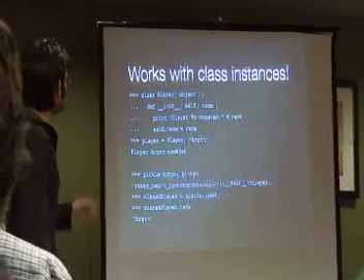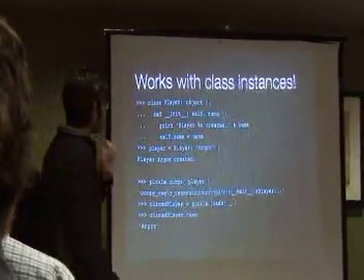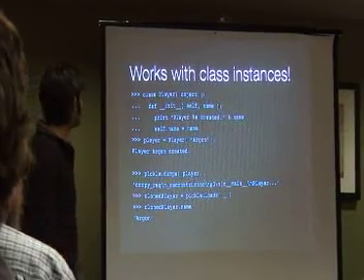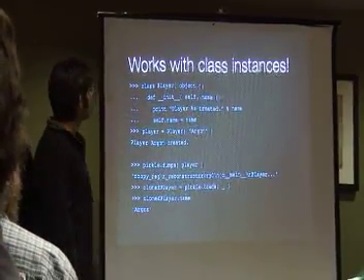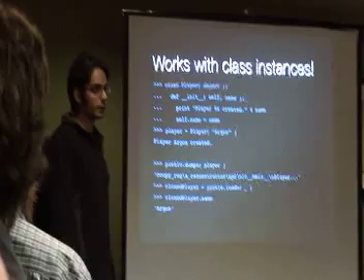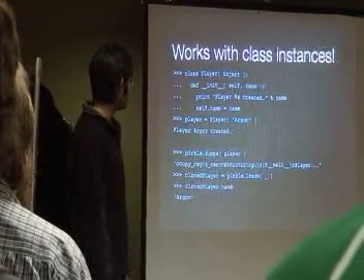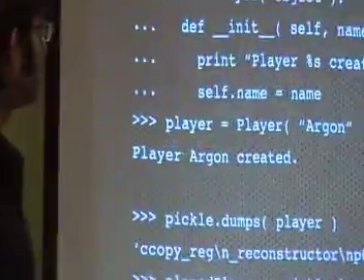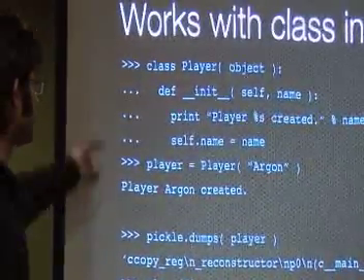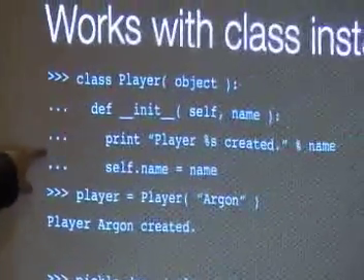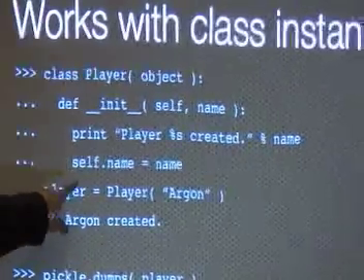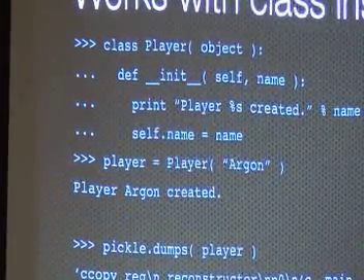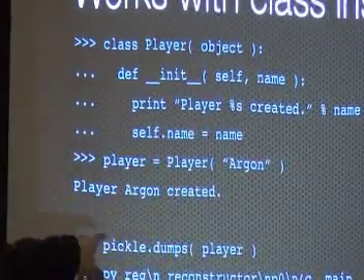And so one neat thing, going to that sort of computer game example, is that this works with class instances too. So we make a class called Player, and for now we'll just say that there's one attribute to it called name. And when you create it, this is basically object-oriented Python speak for your constructor. When you create a player, we'll print out Player created, and then we'll just assign the name that's passed in to the object. And so then we'll just create an object of the player here.